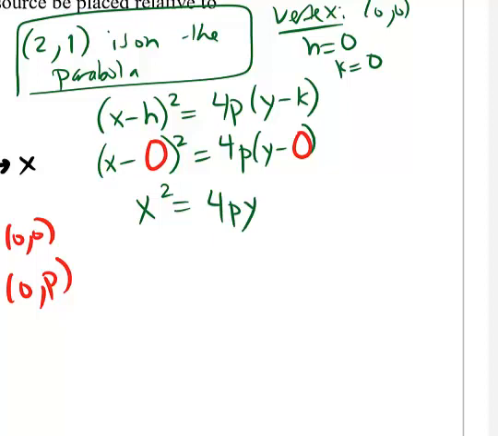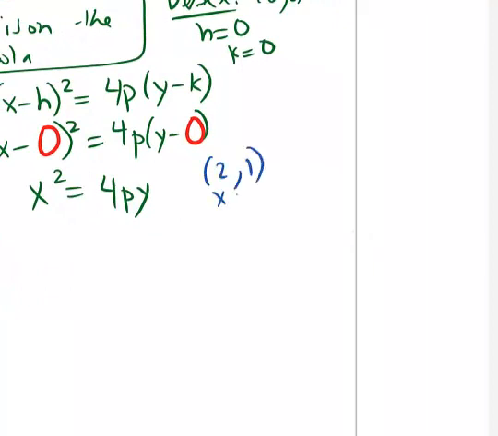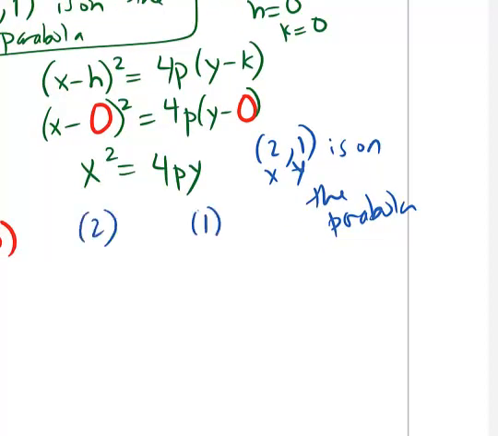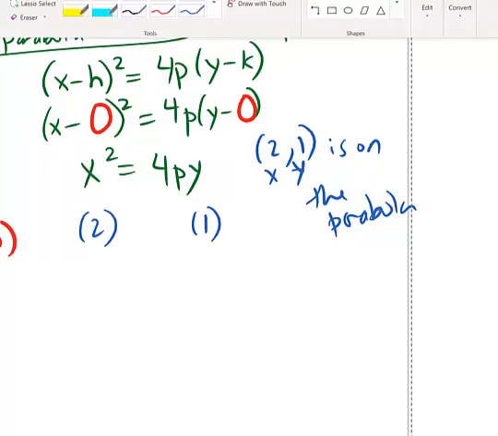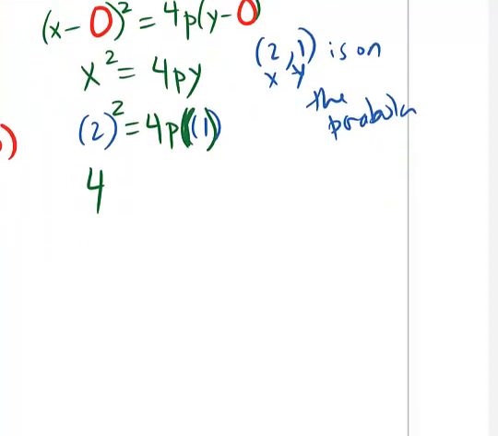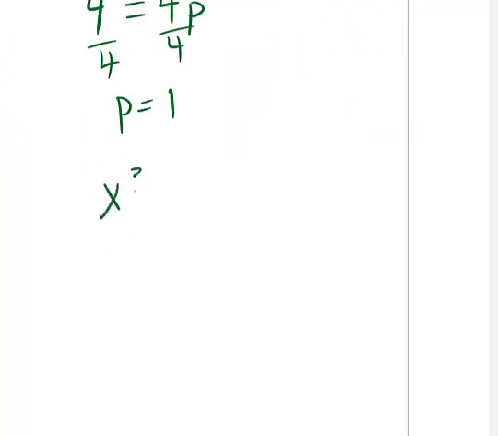And then to find p, I'm going to use the fact that I know a point on this parabola. Since the point (2, 1) is on the parabola, I should be able to replace x with 2 and y with 1 and then solve for p. If I replace x with 2, that's 2 squared equals 4p times y, but y is 1. So 2 squared, okay, that's 4 equals, and then 4 times 1 on the other side is just 4p. Alright, and then I have p if I divide both sides by 4. p is 1. That means that the equation is x squared equals 4 times p, which is 1, times y, equals 4y.